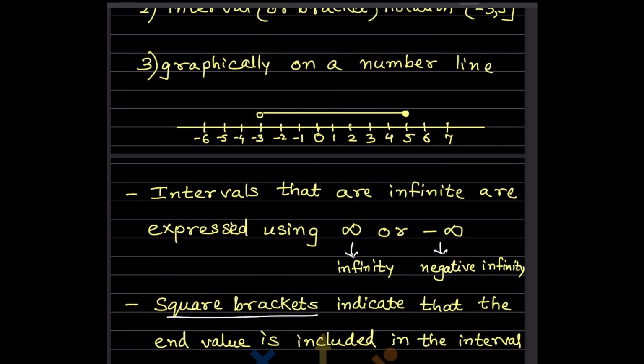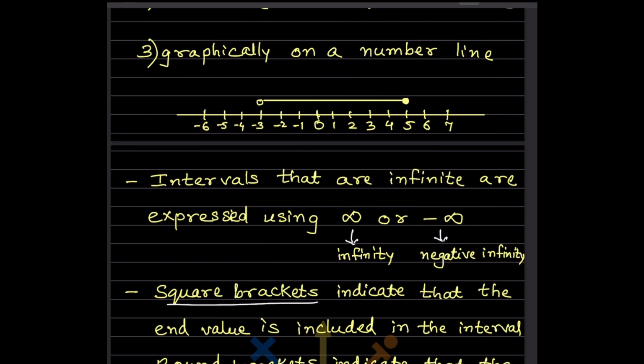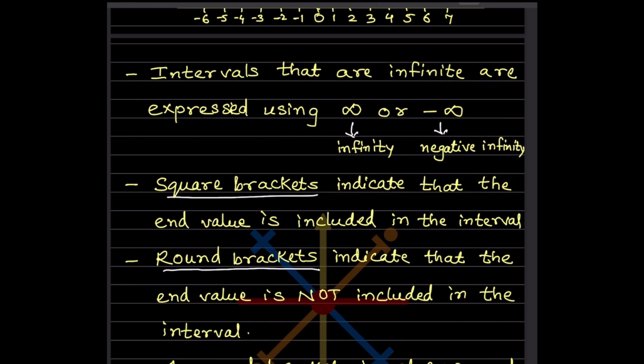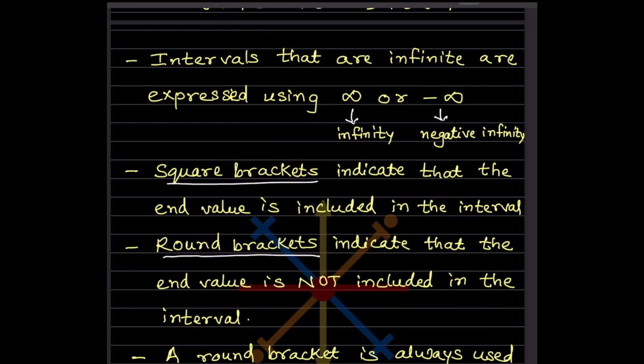Intervals that are infinite are expressed using the infinity sign. So we can say minus infinity to plus infinity. Here we don't write the positive sign, we just write infinity, and whenever there is a negative sign we write negative infinity. So what do the square brackets indicate?